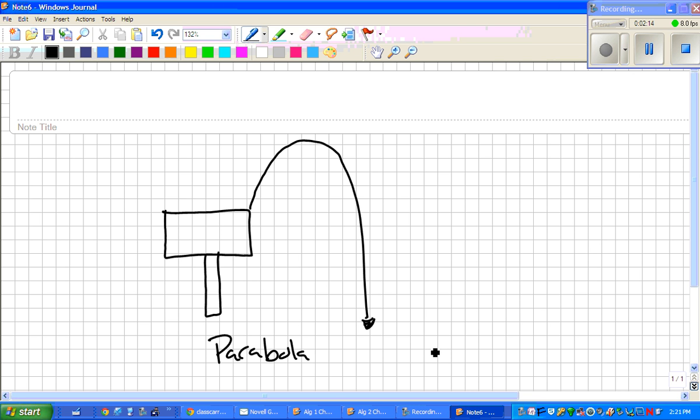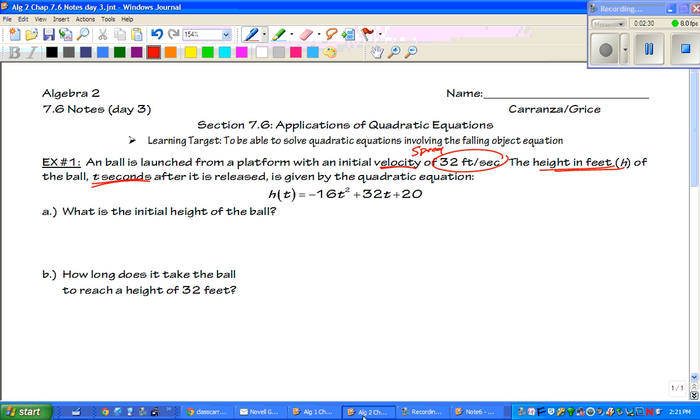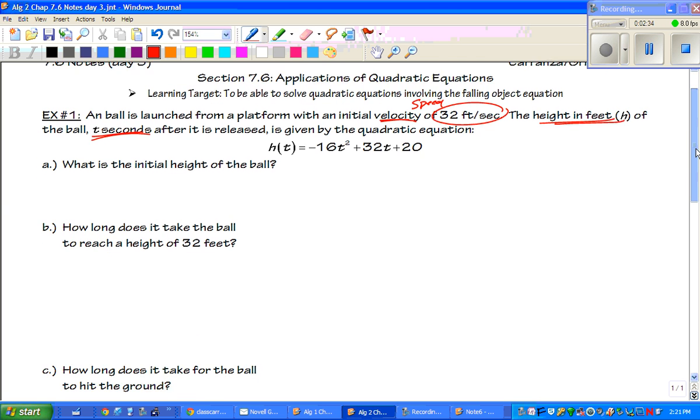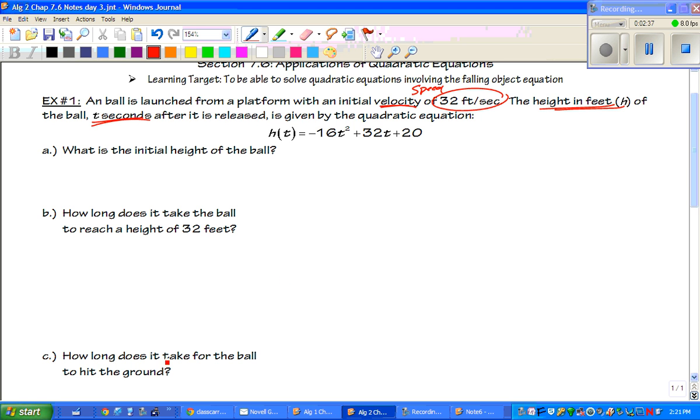There's our parabola, and any equation of a parabola is ax squared plus bx plus c equals 0. That looks like a lot of the things we've been talking about already. So we've got 3 questions to answer, and they're always going to be the same 3. What is the initial height of the ball? How long does it take for the ball to reach a certain height? And how long does it take for the ball to hit the ground?